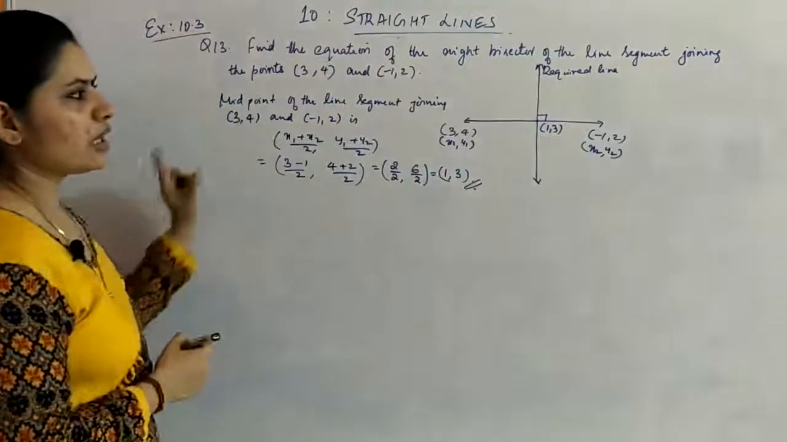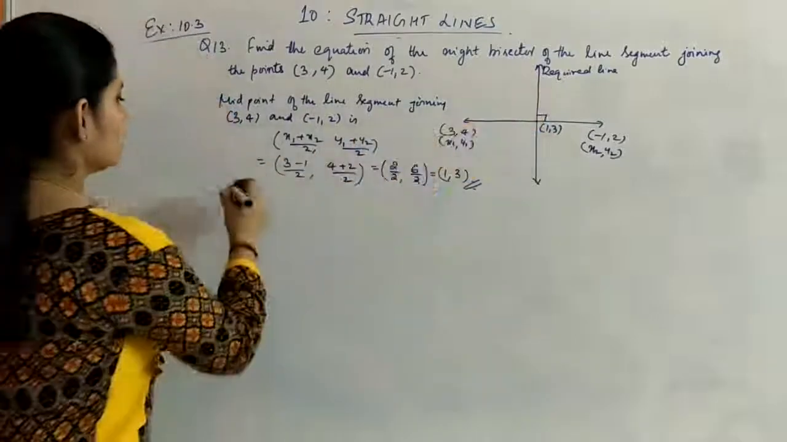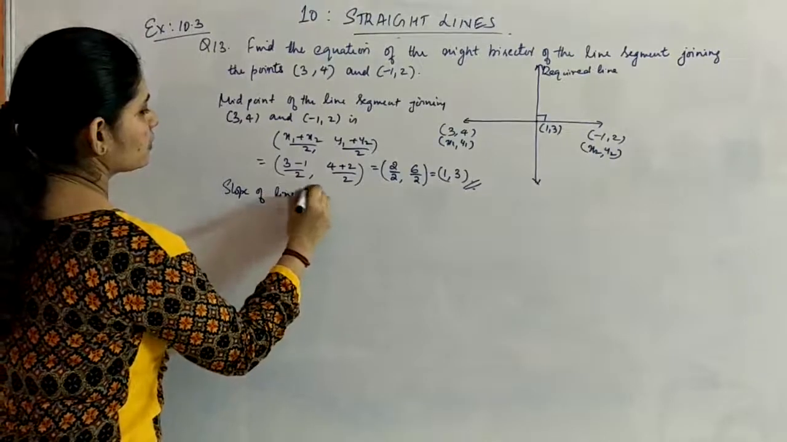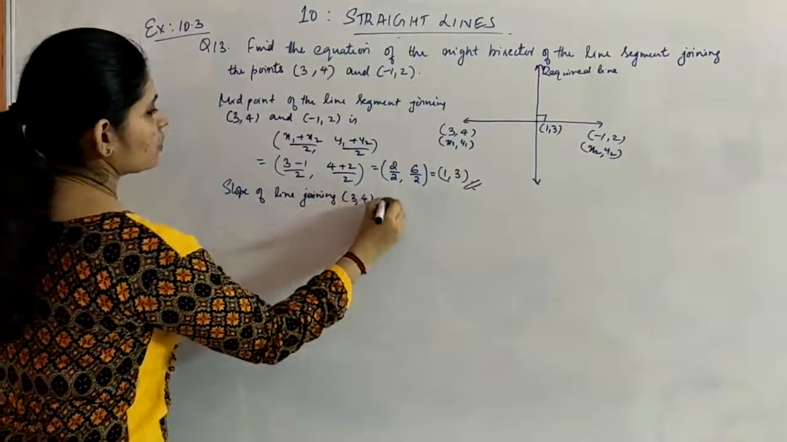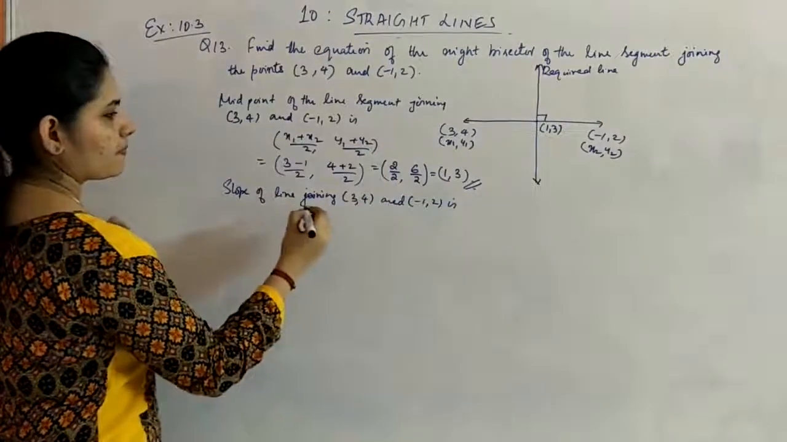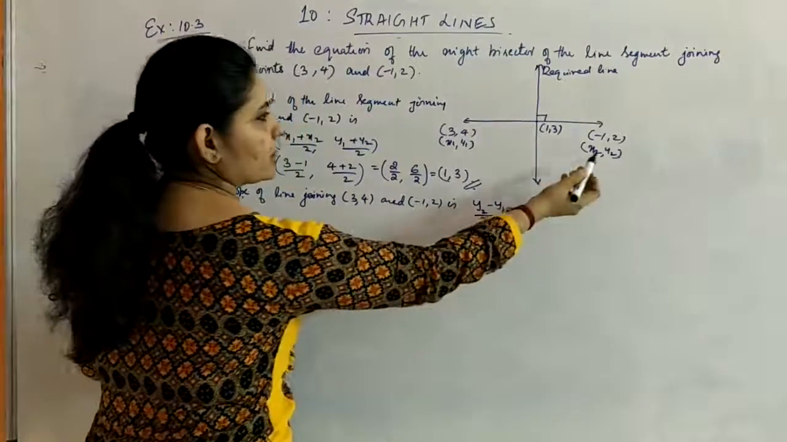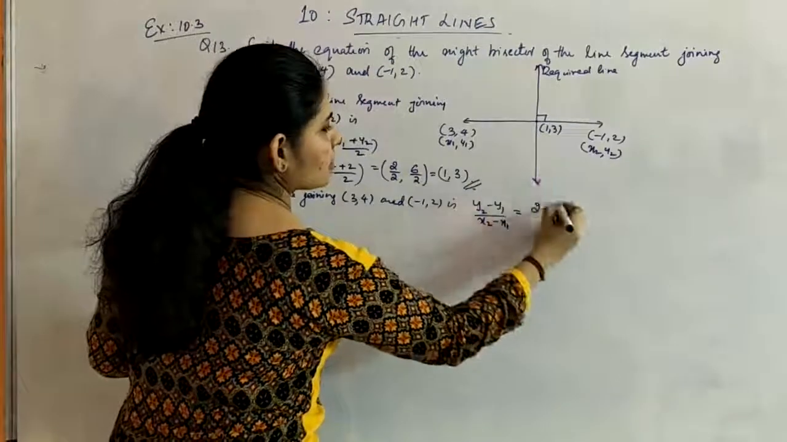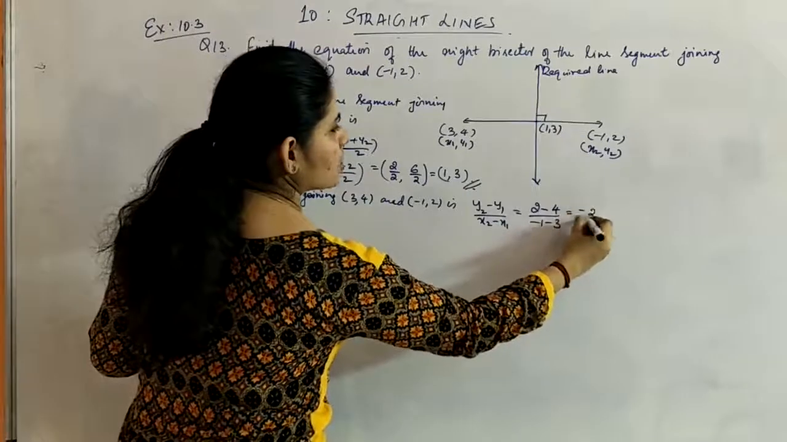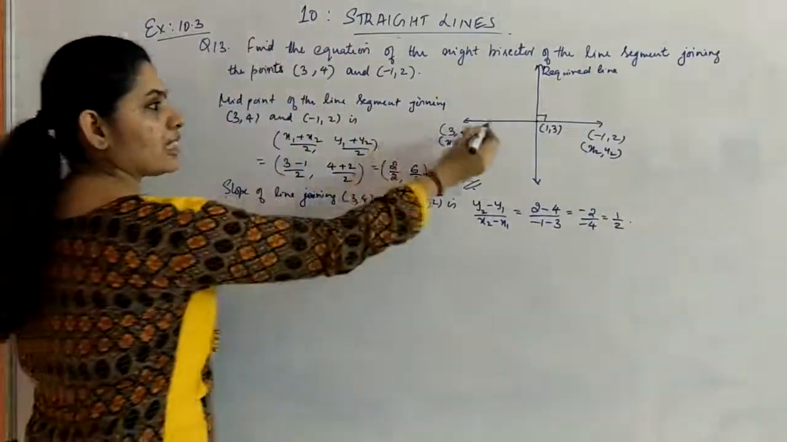Now we have to find the slope of this line so that we can find the slope of the required line. The slope of the line joining (3, 4) and (-1, 2) is (y2 - y1)/(x2 - x1). So we get (2 - 4)/(-1 - 3), which is -2/-4, which is 1/2. So the slope of this line is 1/2.